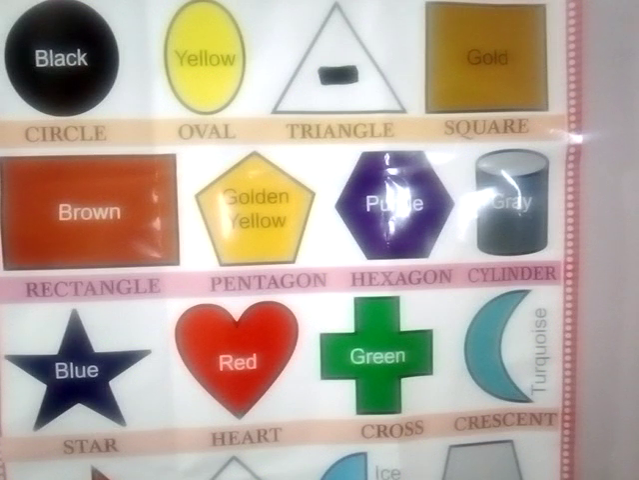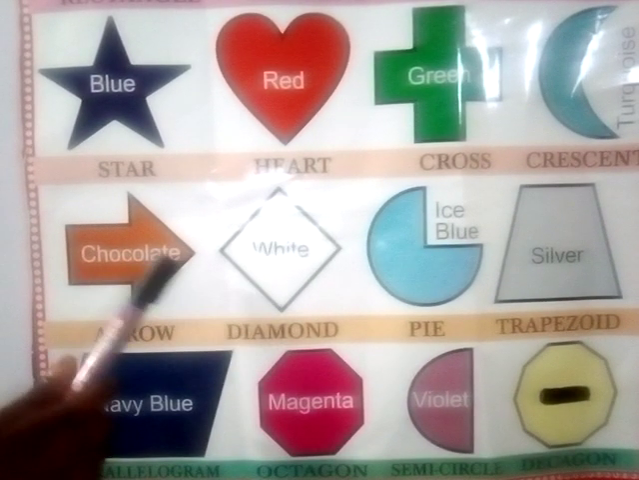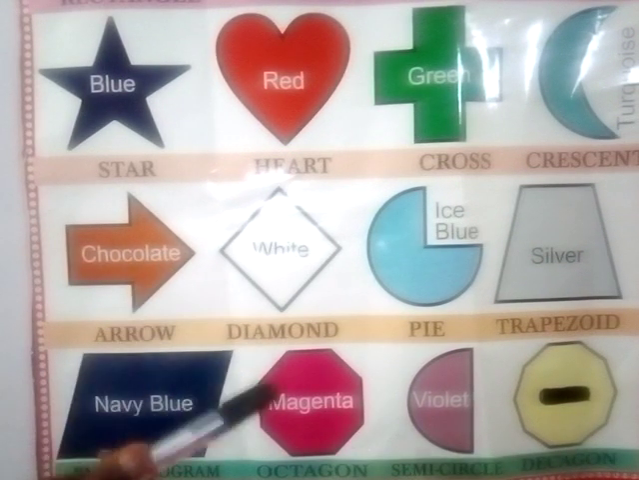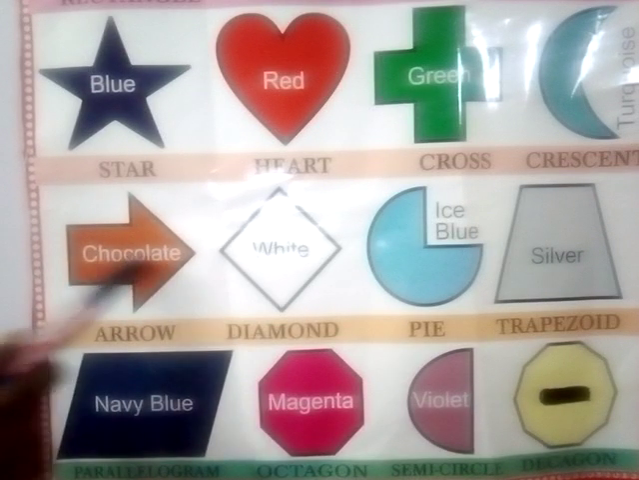So that's your storage or your repertoire of colors. All right. So the next one we have here is chocolate. You know, some people will call it chocolate brown. This is chocolate arrow. Chocolate arrow.